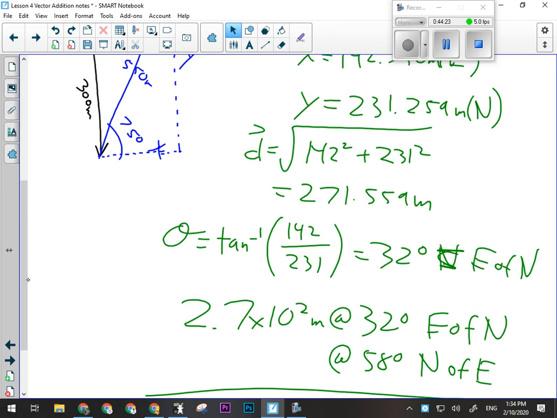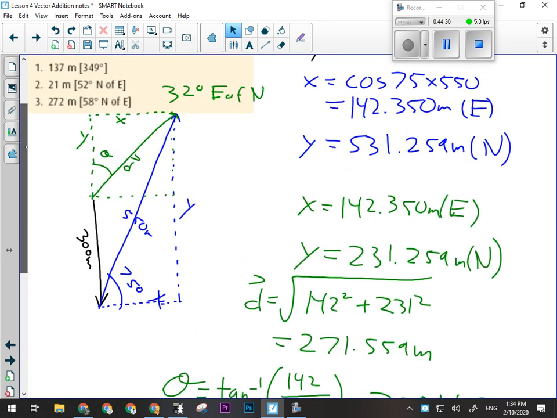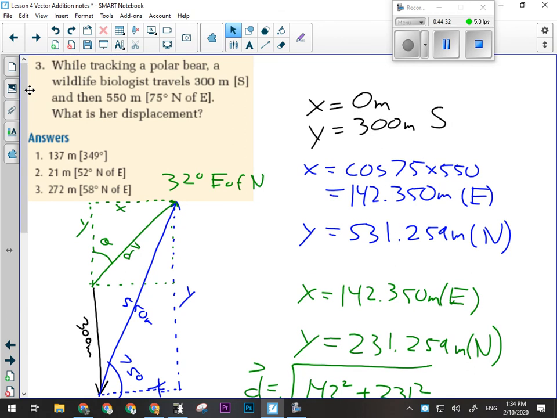Why can't you do 272 meters? Because I only have two significant figures. I used this 75 to calculate some of the numbers I used to calculate my answer. This number was only measured to two significant figures, therefore my answer can only have two significant figures. Does that make sense? Okay.